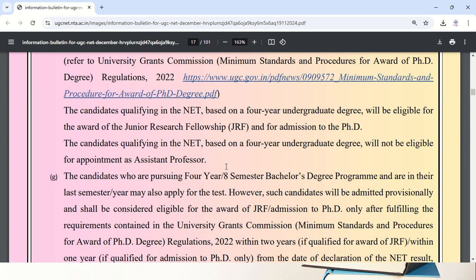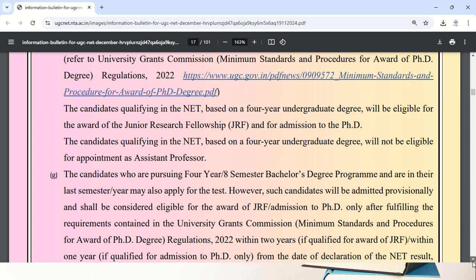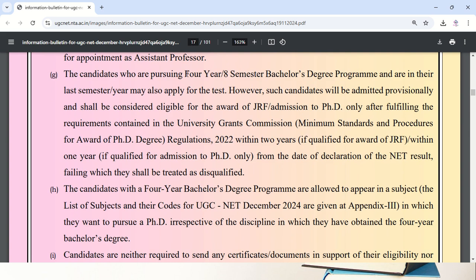the UGC will not give assistant professorship. That is what is given here. Based on a 4-year undergraduate degree, you are not eligible to be appointed as an assistant professor. You are eligible for JRF. This point is very, very important for those who have done integrated degrees.